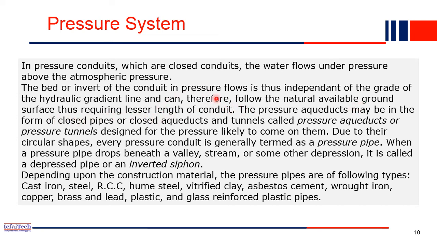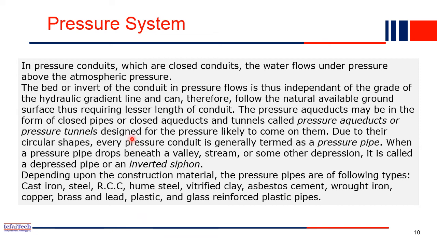So what will happen here? Here we are not dependent on the ground slope, because we are using the pumps in the pressure system. So whether it is ground surface, plain or sloping, it does not matter, because we are using the pumps. So very quickly water will go. Depending on the construction material, these pipes may be made of cast iron, or sometimes we use RCC big pipes for transportation of water from one side to another. Or we may use cast iron, wrought iron or brass, copper materials.